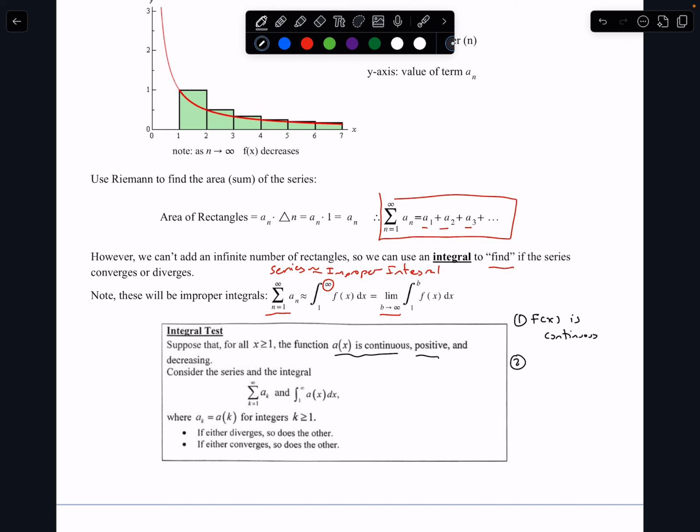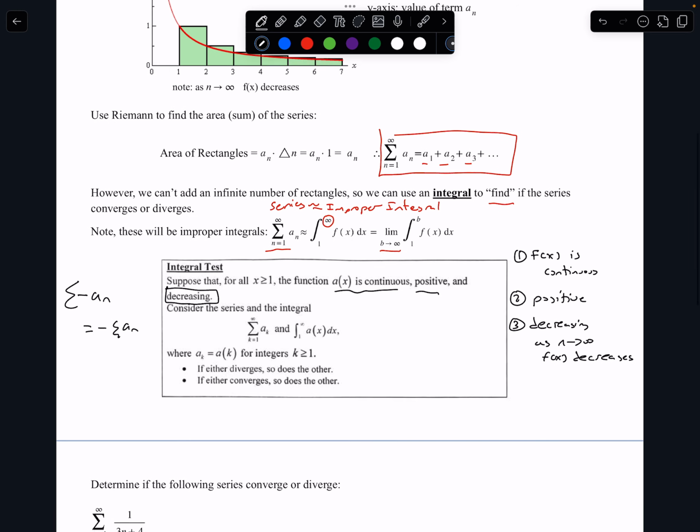But what if it's negative? Factor it out. If I have a negative a sub n, I can just write that as negative a sub n. So it has to be always positive. Really, what this is for is if we have an issue later on, which we're going to talk about with alternating series. And the big one: decreasing. Now, what does it mean to be decreasing? It means as n goes to infinity, the values get smaller. f of x decreases.